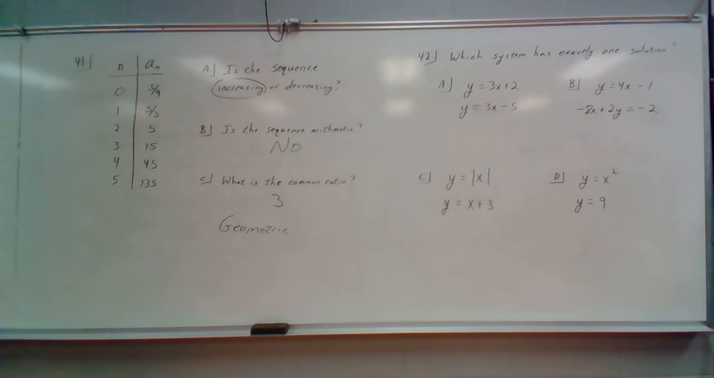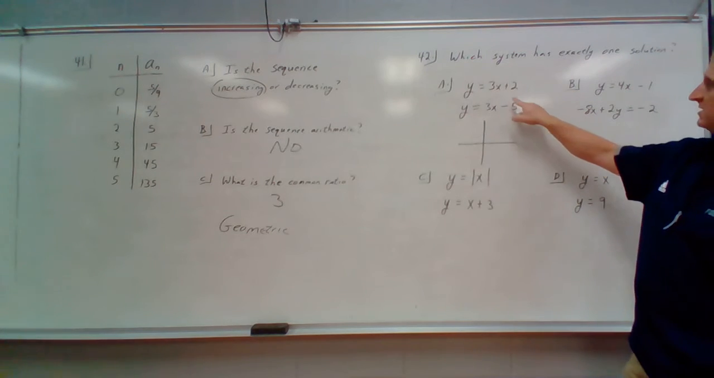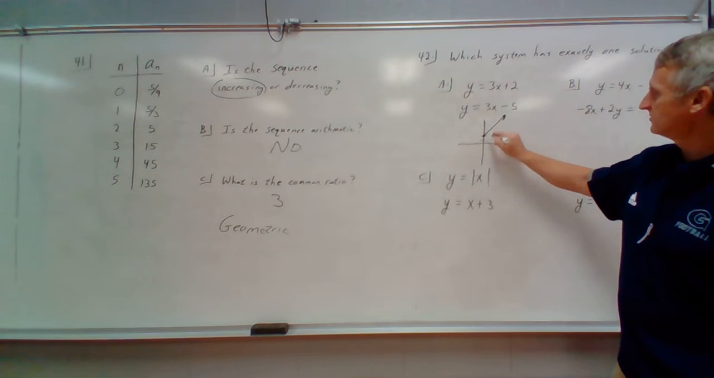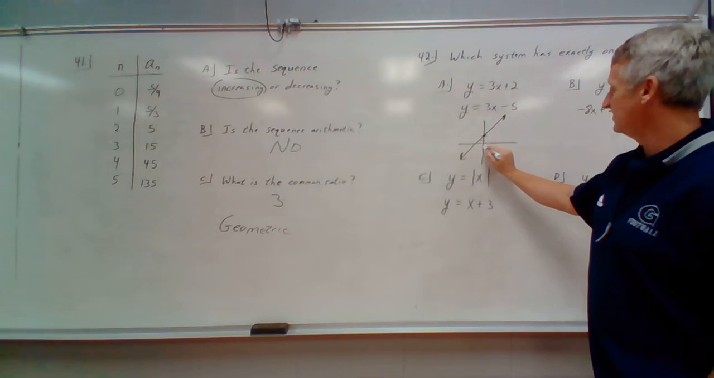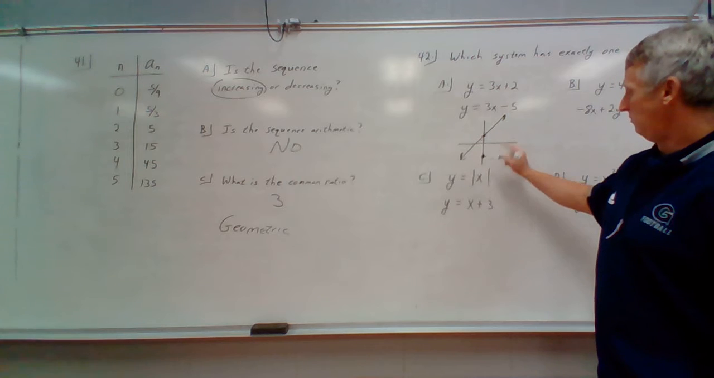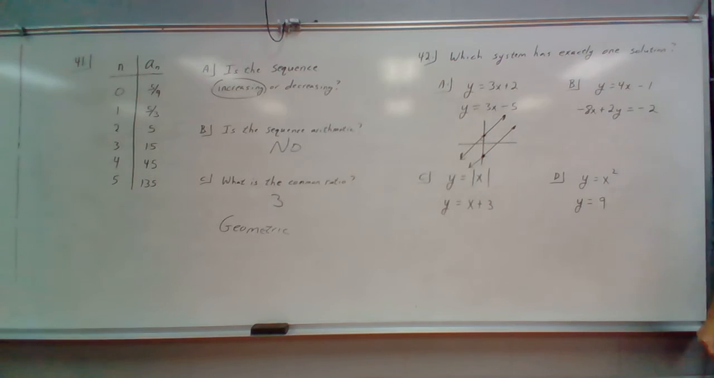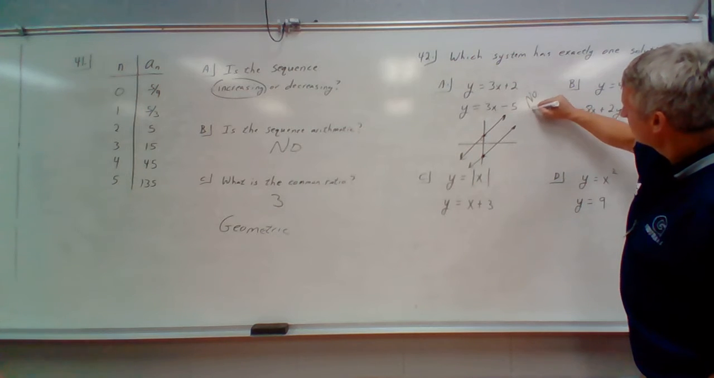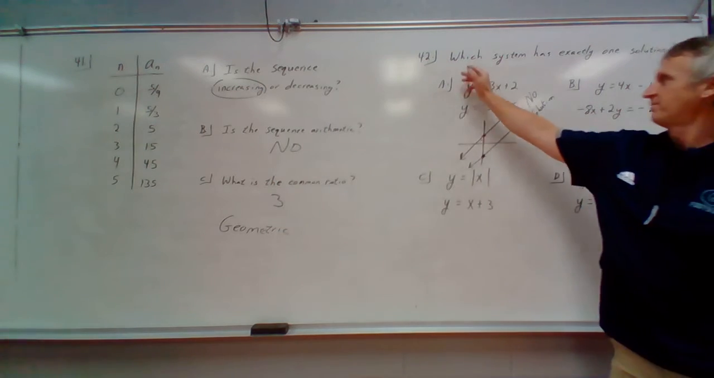All right, so which one of these systems of equations has exactly one solution? Well, let's think about it. So here, I have two linear functions. The y-intercept is at 2, and the slope is 3. So the first one looks like this. The second one has the same slope but a different y-intercept down here at -5. So the same slope but two different y-intercepts. So those lines will never intersect. So this has no solution. Okay, so that's not exactly 1, so this one's out.